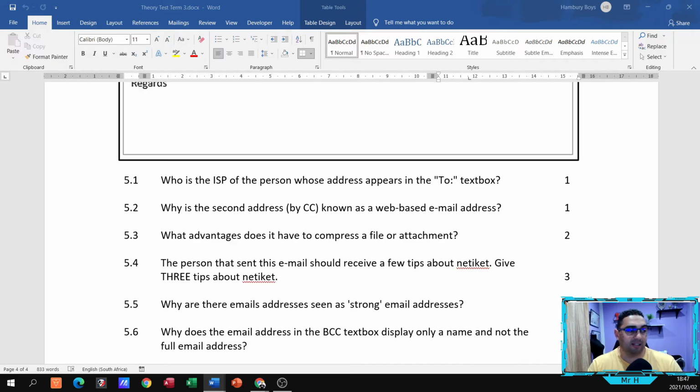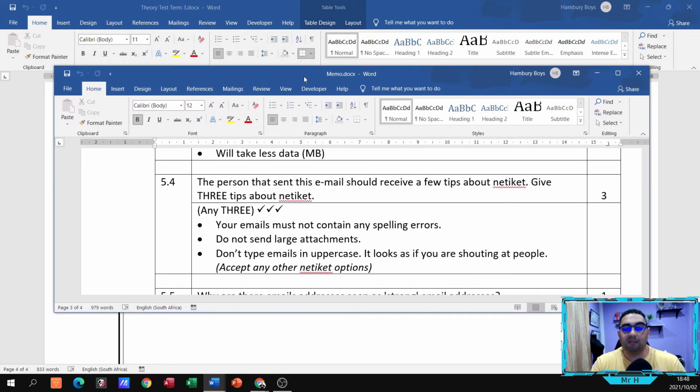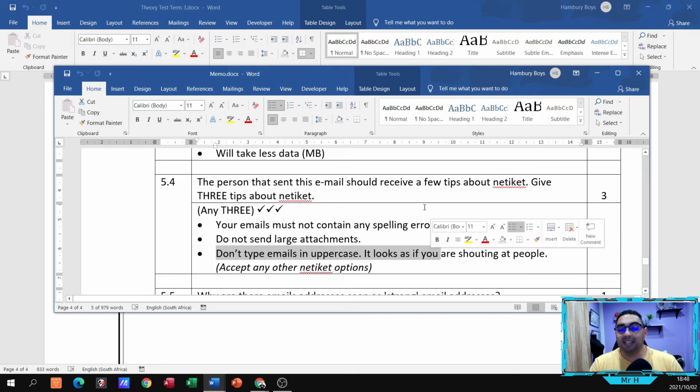Okay, so I want to get this right. Number 1, when we look over here, some of the netiquette rules, I'm going to go through these and then we can see it for ourselves. Your email must not contain spelling errors. You don't want to send large attachments, and you don't want to type your emails in uppercase.